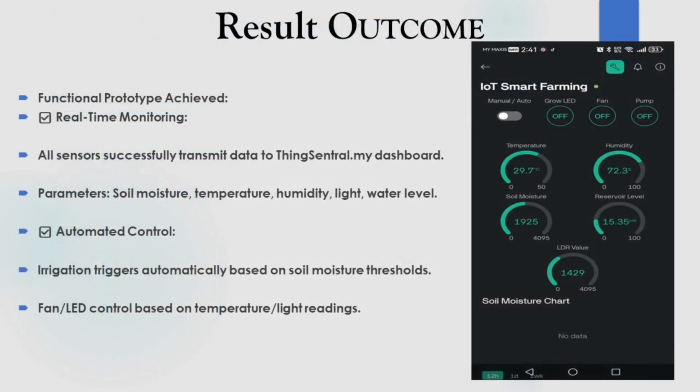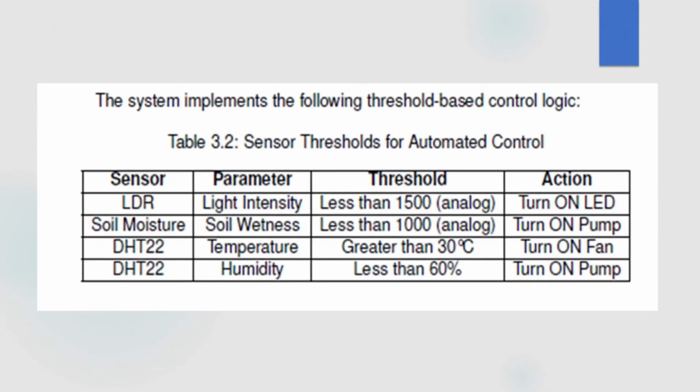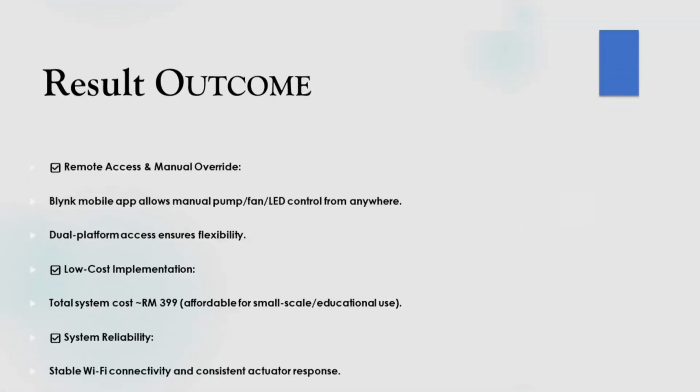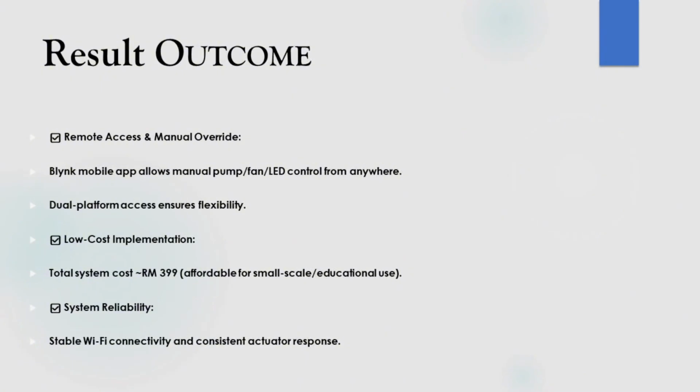A functional prototype was achieved, providing real-time monitoring of soil moisture, temperature, humidity, light intensity, and water level parameters. The system successfully performs automated irrigation based on soil moisture thresholds and automated fan and lighting control based on temperature and light conditions. Remote access and manual override are available through the Blynk mobile application. The total system cost is approximately below 400, which is exactly RM399, making it affordable for small-scale and educational applications with stable and reliable system performance.